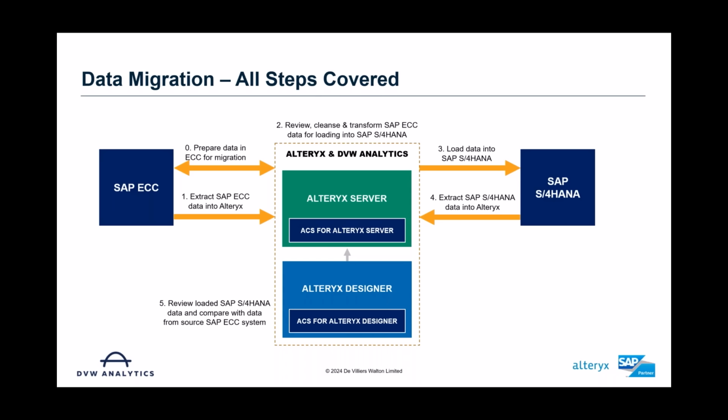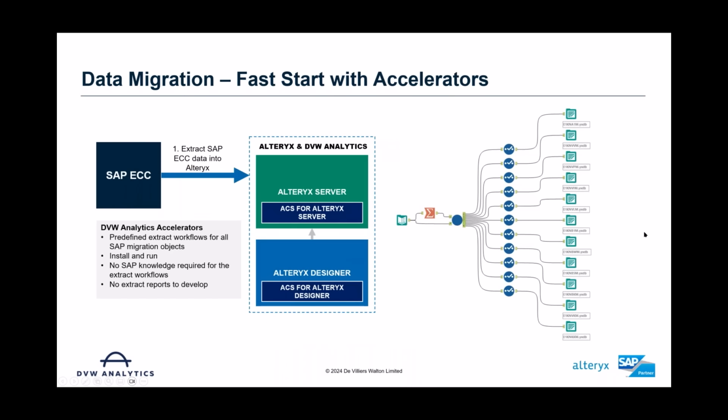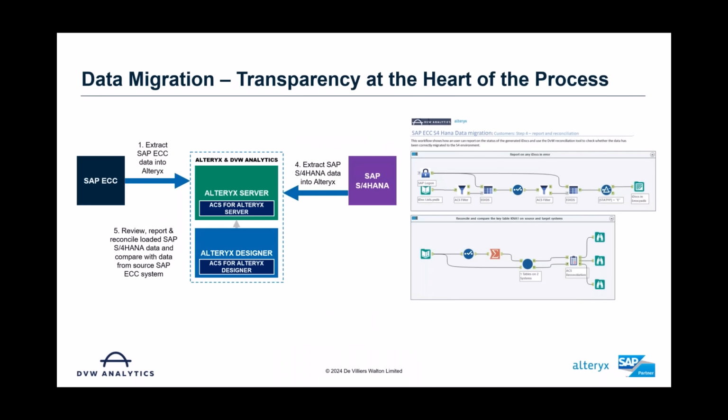What we see so often is the business sponsors having to pore over massive spreadsheets of data and then sign off and say, yeah, okay, that migration is complete. You've got no idea what you're signing off against. So with Alteryx and DVW in this context, we can really simplify that whole process for our users. And this highlight here says transparency is the heart of the process.